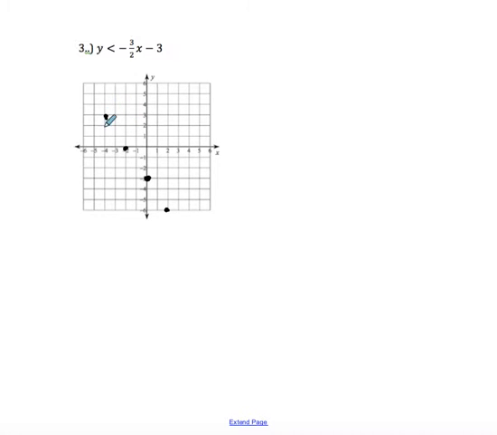All right. Step 2 is to decide, am I going to have a solid or a dashed line? And this symbol right here tells me that I'm going to use a dashed line because it is just a less than sign. It's not less than or equal to. So I'll grab my line tool here and draw in a dashed line. See if I can adjust that a little bit to go through those points. It's easier to draw with a ruler on paper than it is on this program.